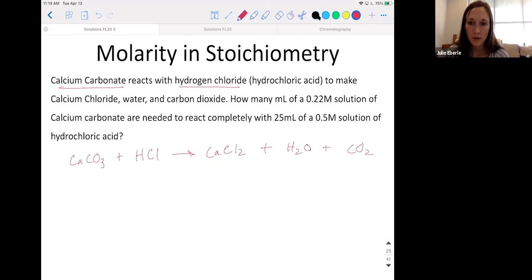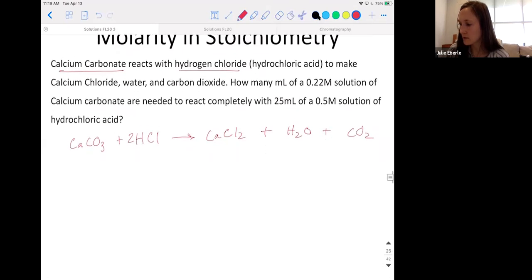What coefficients do we need to balance this? 2 HCl. And then I think you're good. 1 calcium on each side, 1 carbon, 3 oxygens on each side. Yep. 2 hydrogens, 2 chlorines. Okay, so we're balanced. How nice.